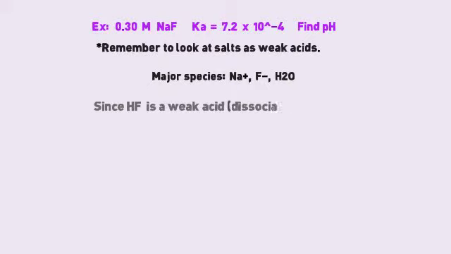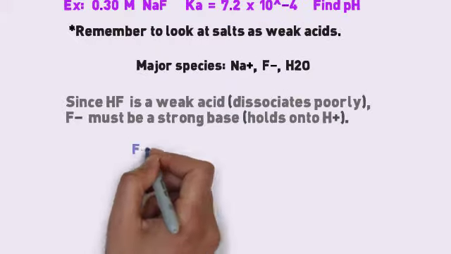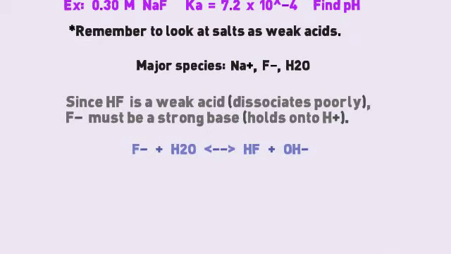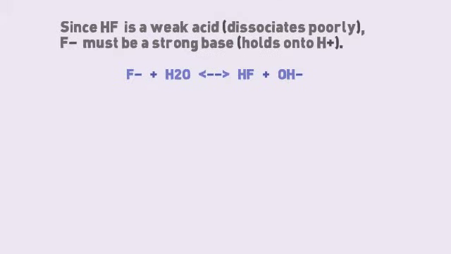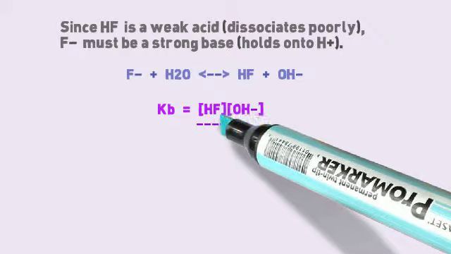Since HF is a weak acid, however, it dissociates poorly, F negative must be a strong base, right? Those are those conjugates. That means it holds on to hydrogen ions. So when you put NaF in water, they come apart. And the equation that you're looking at is F negative plus H2O at equilibrium with HF and OH negative. It will yank that hydrogen off the water. So to express Kb, we will have this. Always write the expression.